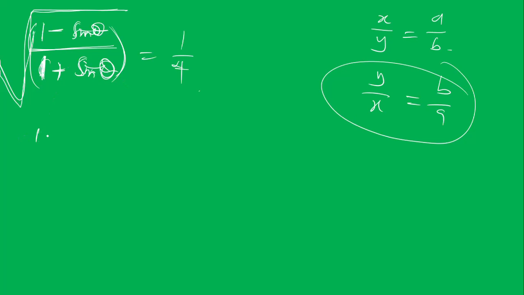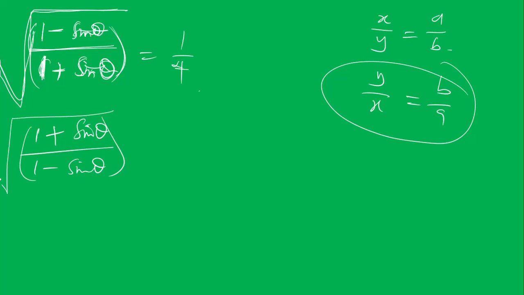So now you have 1 plus sine theta all over 1 minus sine theta, all square root, is the same thing as 4 over 1. So we reverse the left hand side, and we also do the same to the other side. So we have gotten this to mean 4, is it not?